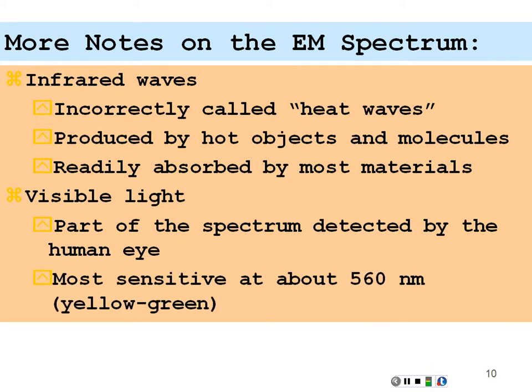The eye is most sensitive in the middle of that range at about 560 nanometers, which corresponds to yellow-green, which happens to be the color of a tennis ball. So tennis players got it right. And in fact, I even have glasses that help you focus just on that color so that you can see the tennis ball a little bit more easily.